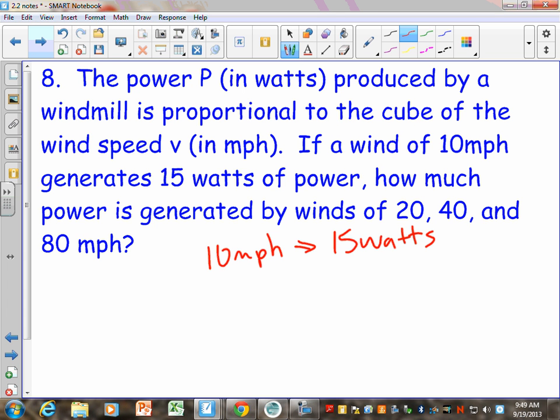You're trying to figure out how much power do winds of 20 miles per hour, 40 miles per hour, and 80 miles per hour generate. So you're trying to find the wattage that goes with each one of those. Or you can just write it off. It's the last one, so you can decide how much paper you have left, how much finger strength you have left for writing.